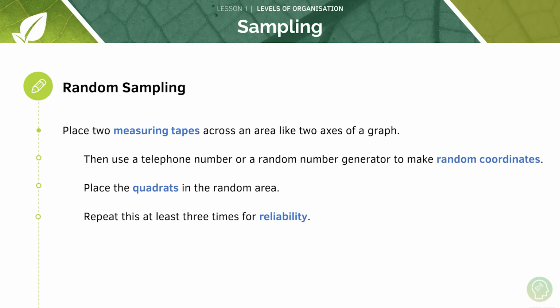So if they ask you in the exam how you might generate a method for random sampling, then you could say place two measuring tapes across an area like two axes of a graph, and then use a random number generator. So that was always my go-to answer in exams, so using a random number generator to make random coordinates.